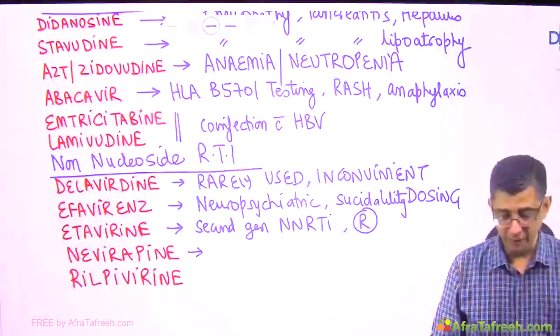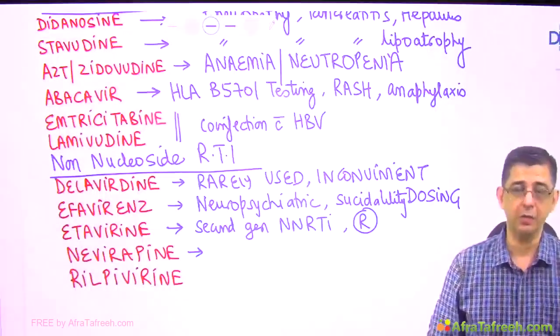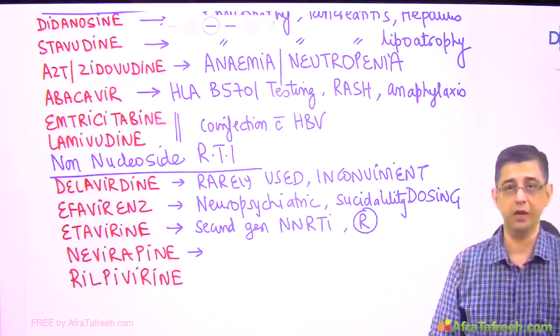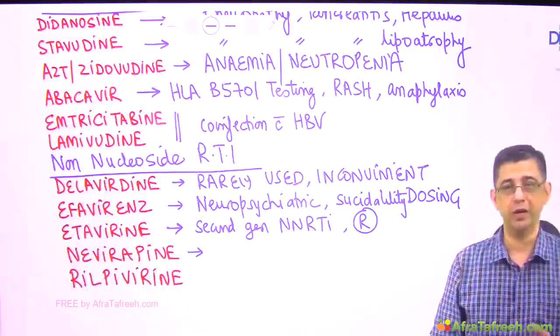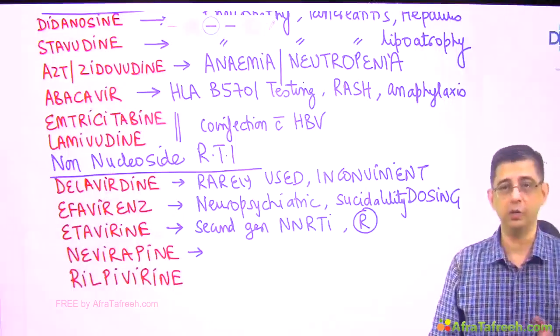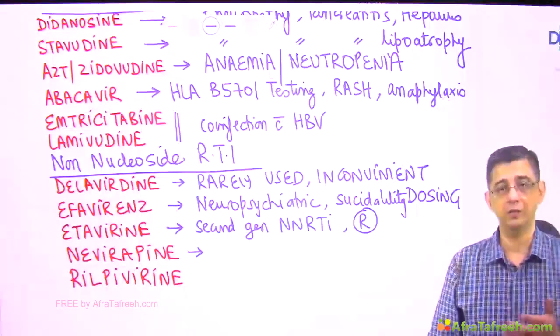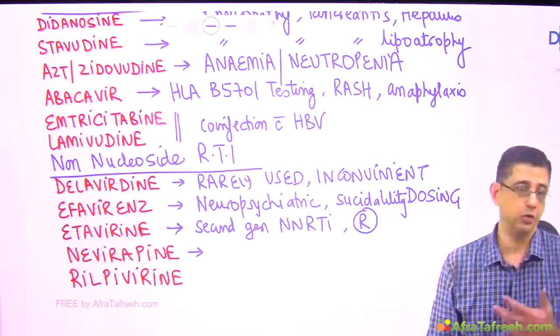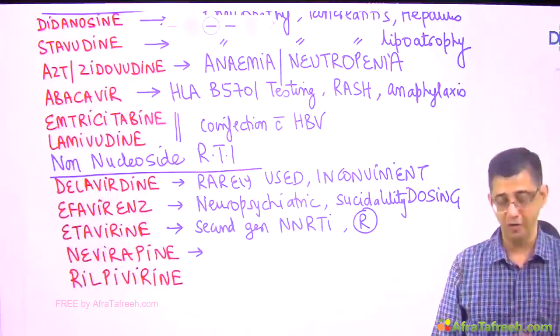For nevirapine, you would all be aware of the single dose nevirapine that is recommended for an HIV positive lady. If she comes to a government hospital at the time of labor pain, then a single dose of nevirapine is to be given to the lady at the time of delivery and then to the baby within 72 hours of birth. That will reduce the vertical transmission of HIV in an Indian setup, because the vertical transmission for HIV is close to 30%, so you can downgrade it with the help of nevirapine.